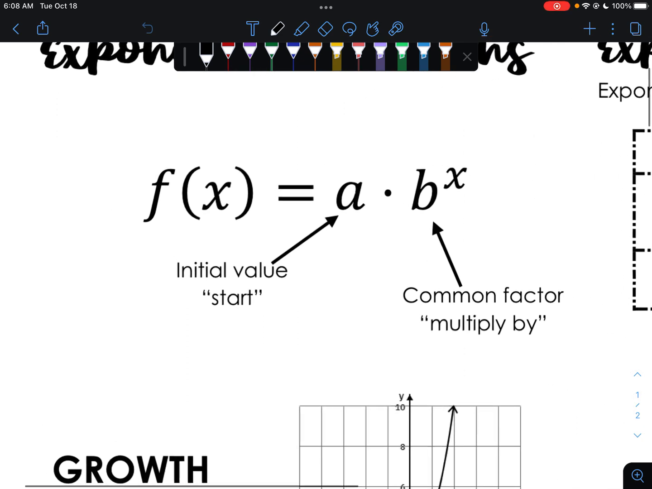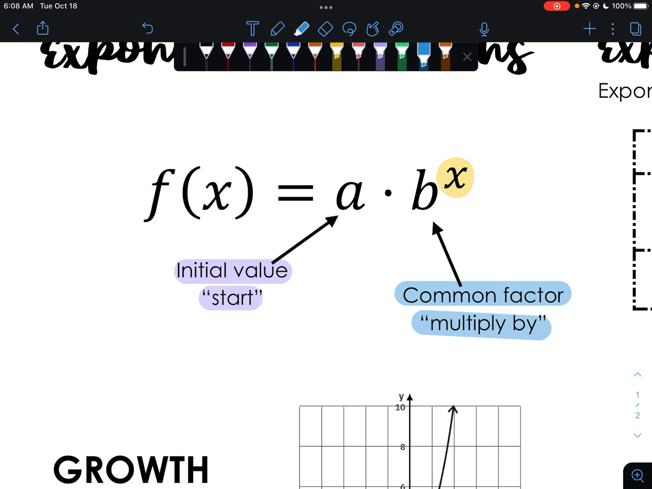So first off, an exponential function is in the form of a times b to the x power. We know it's an exponential function because the exponent is x. A is going to represent our initial value, which is our starting amount, and b is going to represent our common factor, which is what we multiply by. It's also known as our growth or decay value.